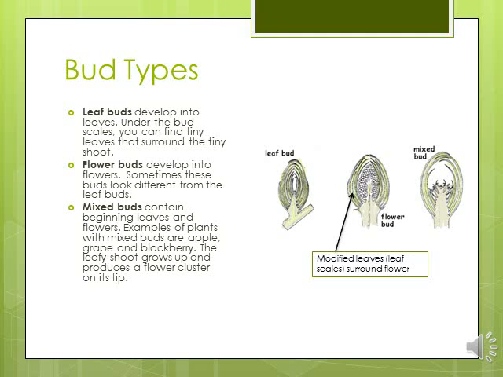There are 3 different types of buds, and the type of bud is just what the bud is going to grow into. Leaf buds grow into leaves, flower buds are going to grow into flowers, and mixed buds are going to grow into leaves and flowers. And examples of these are like a blackberry bush. And each of these have modified leaves or leaf scales on the outside of the bud. So sometimes they can all look similar from the outside, and you can't tell what type of bud it's going to be unless you look at the inside.